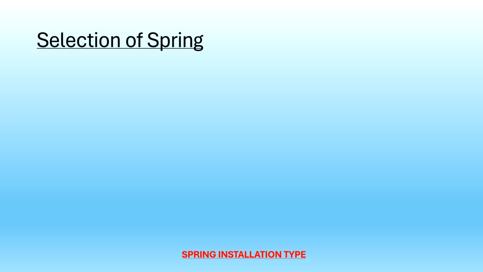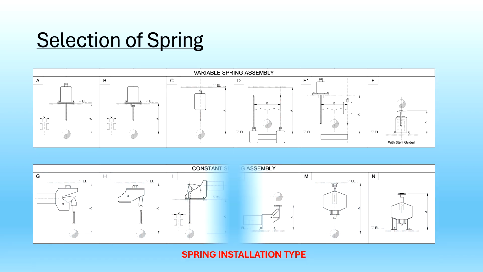So, selections of spring. Here we will see the arrangement of the springs. The variable spring is shown on the top, and the constant spring below. If you see A, B, C, D, E, the hanger types have been shown for the variable, and F1 is the can type spring, shown here with the dimensions. These dimensions we put in the spring data sheet for the vendor.